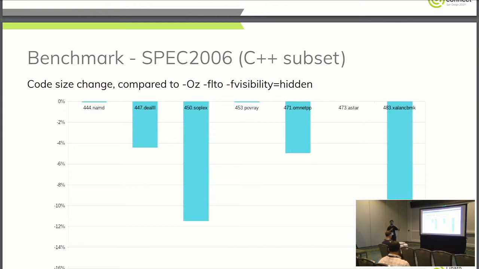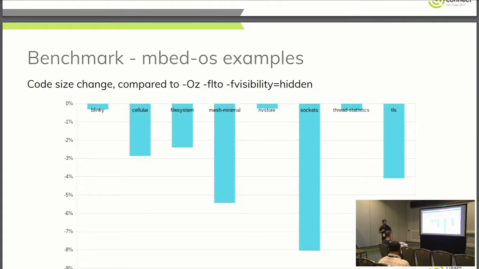So we've got a few pretty big wins. Xalan-C++ in particular is a big C++ code base, so there must be a lot of code in there that's not used. Obviously, for some of the sub-benchmarks there's not much change. There's not much dead code to remove, and this won't affect the C or Fortran sub-benchmarks at all. And this is the results on Embed OS, which is a similar real-time operating system to Zephyr, but written in C++. And again, we see things like sockets and mesh minimal that are larger applications using file system and networking libraries that have a reasonable amount of stuff that we can remove.